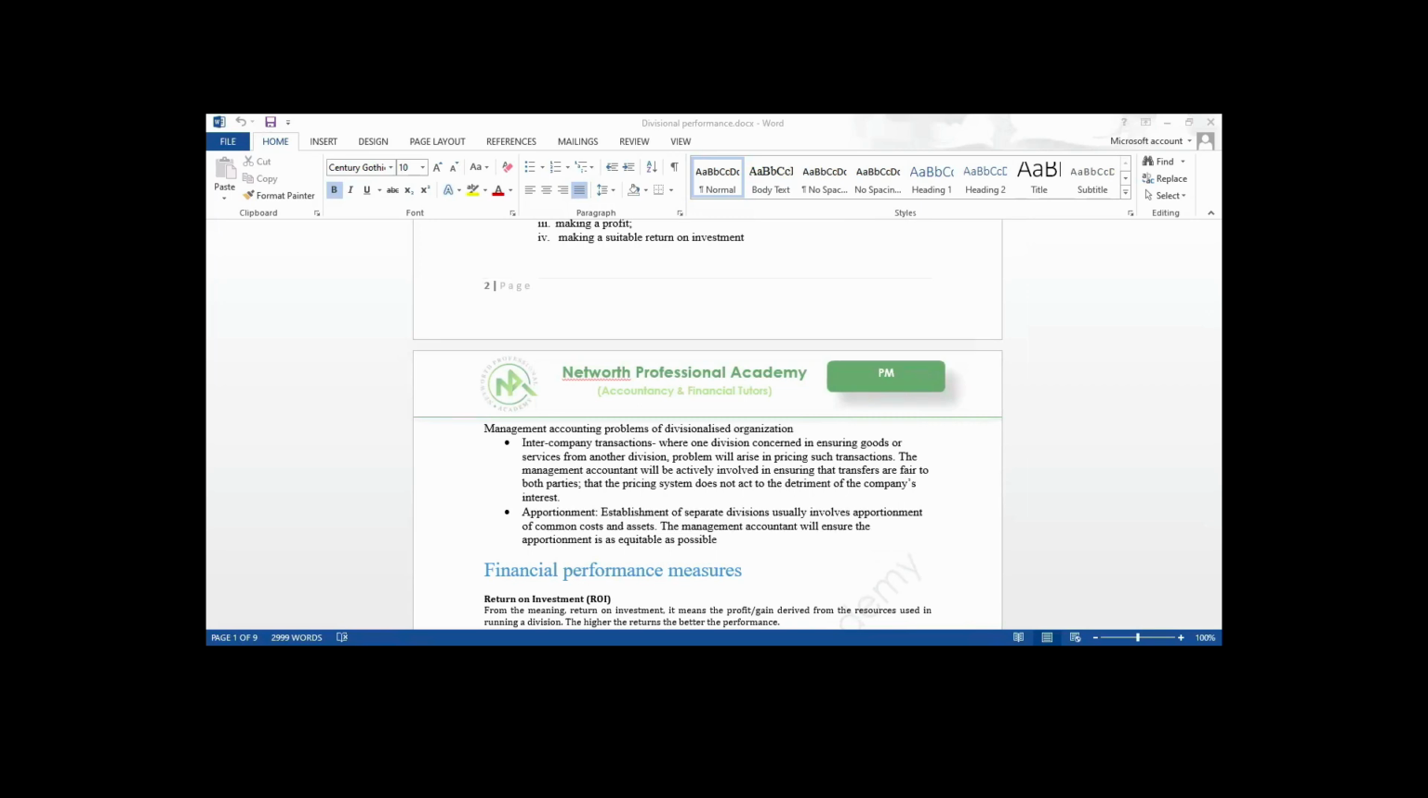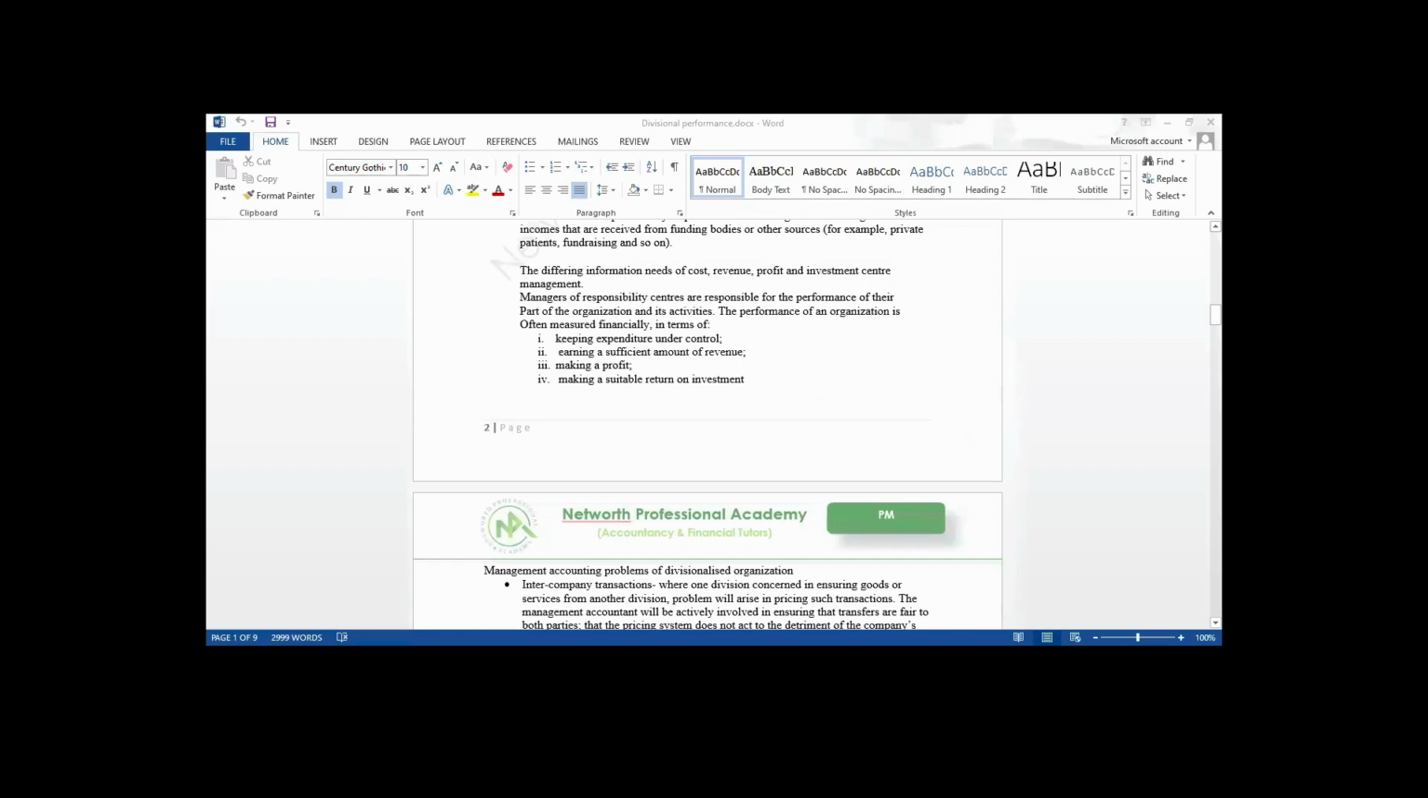Okay. Management. Let me not omit this, although it's not too long. Let's not overlook it. Defining information need of cost, revenue, profit, and investment center.